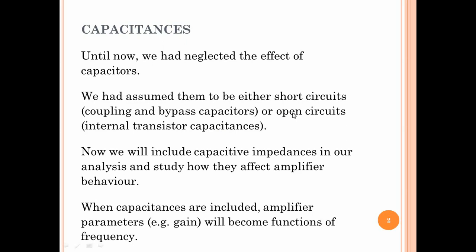So now we go to the next level of our amplifier analysis and include capacitive impedances and see how they affect amplifier behavior. When capacitances are included, there will be the 1 over j omega C or 1 over sC, and so the amplifier parameters gain, input resistance, output resistance will have omega in their expressions, and so they'll all become functions of frequency.